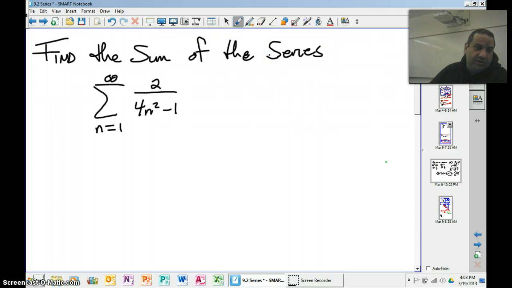So now we're given something that looks like this. And I can't use that a over 1 minus r because it's a little different. So what I'm going to have to do is use something called partial fractions. You remember how to do this?